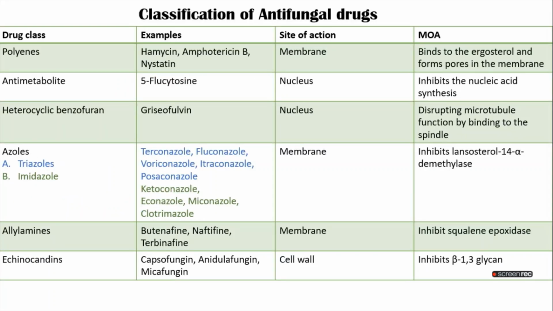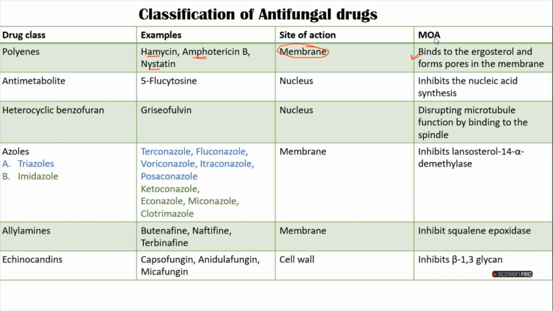So if we talk about the classification of antifungal drugs, there are several classes of drugs available in the market to treat different types of fungal infection. So the first one is the Polyenes class of drugs. Examples are Hamycin, Amphotericin B, Nystatin, and the site of action is the fungal cell membrane. How does it act? It binds ergosterol and forms pores in the cell membrane.